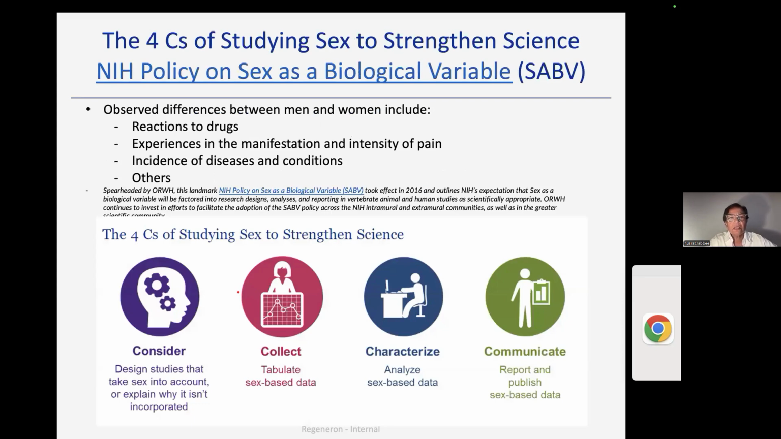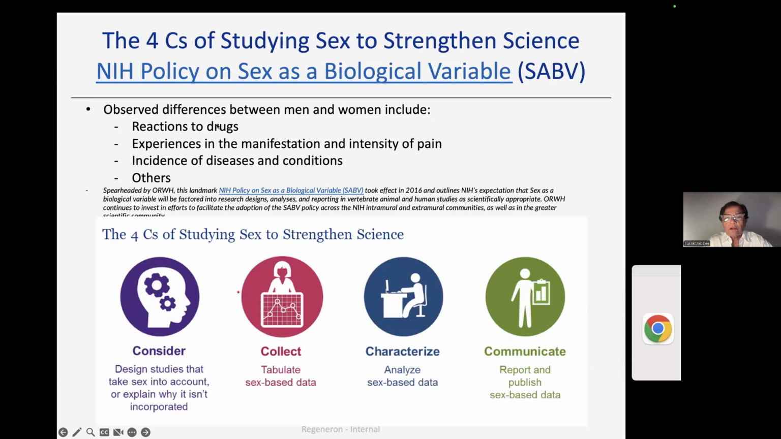The 4Cs of studying sex to strengthen science are consider, collect, characterize, and communicate. Consider: design studies that take sex into account, or explain why it isn't incorporated. For example, you could be studying prostate cancer or breast cancer. Collect the data. In other words, you have to have the instruments to collect sex information. Characterize: analyze based on sex. Communicate: publish your results, and disaggregate based on sex.